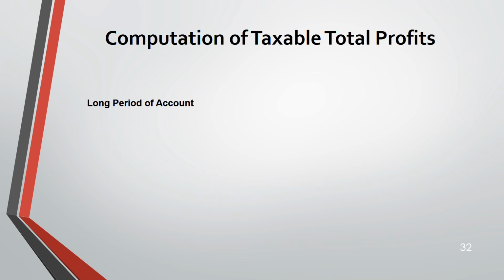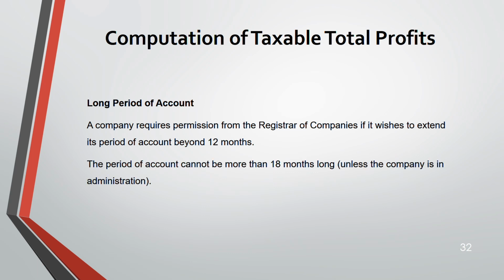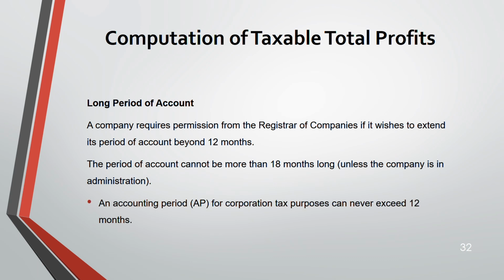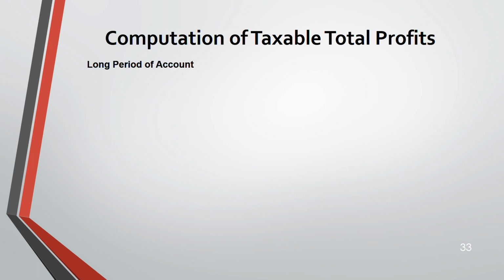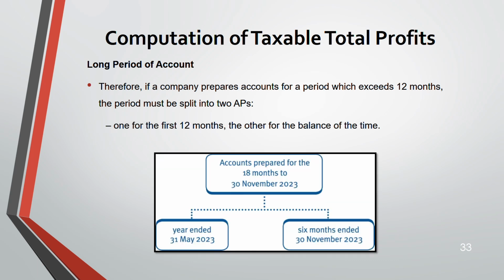Long period of accounts. Okay? Companies have to get permission from the registrar of companies if they wish to extend their periods of account to more than 12 months. The period cannot exceed 18 months. So, an accounting period cannot exceed 12 months for corporation tax. For a long period of account, when it's exceeding 12 months, the period will be split into 2 accounting periods. One is the first 12 months, the other is the balance.